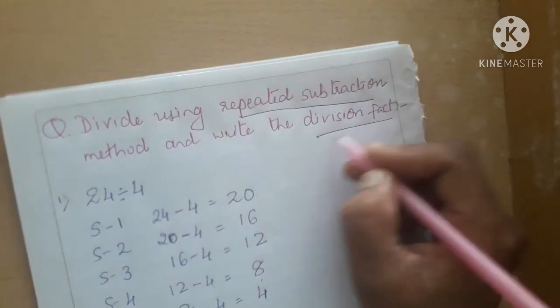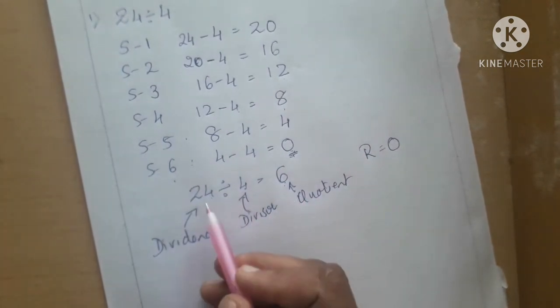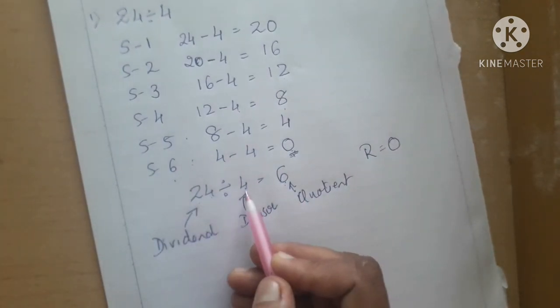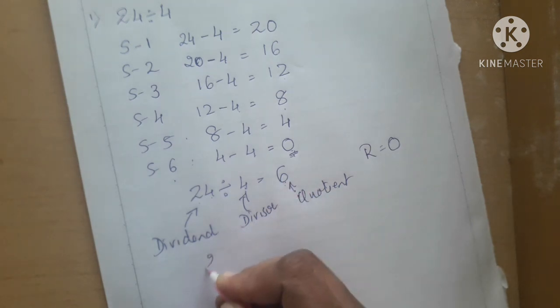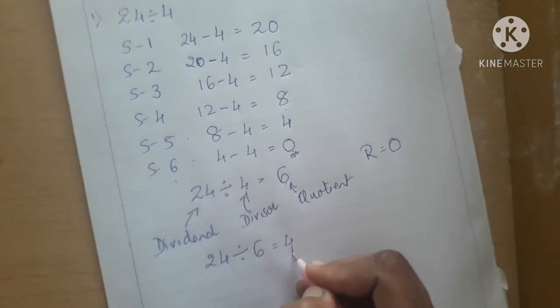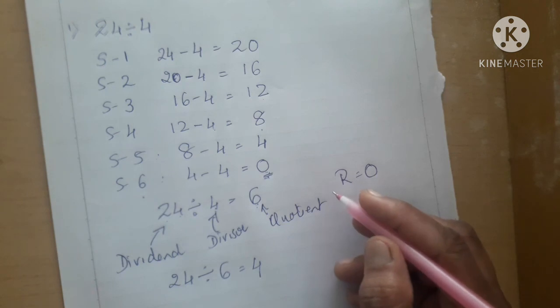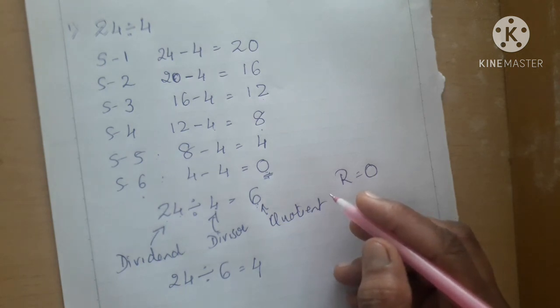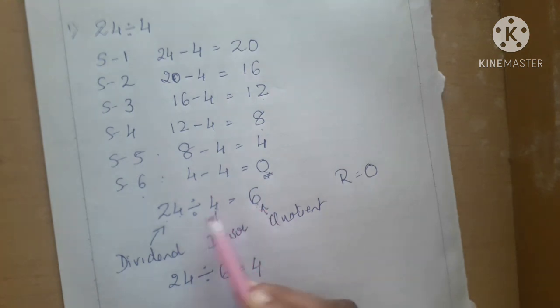Now I have to write the division fact. So here, how can I write that? 24 divided by 4 is equal to 6. You can also express it as 24 divided by 6 is equal to 4. And the multiplication fact, if I write, then I can write it as 6 4s are 24, 4 6s are 24.